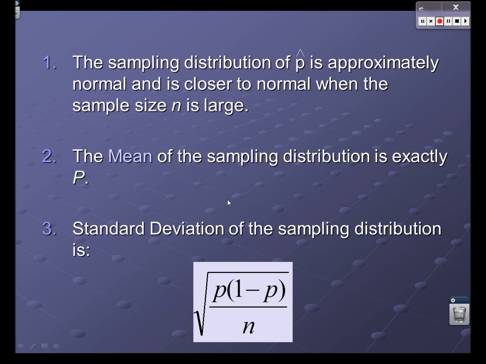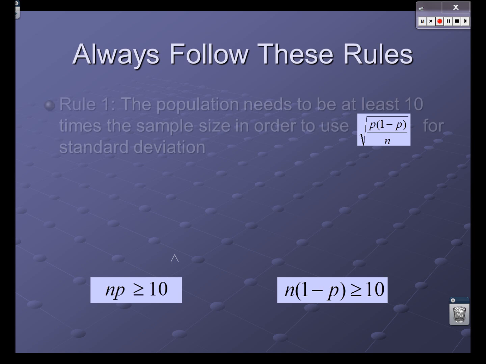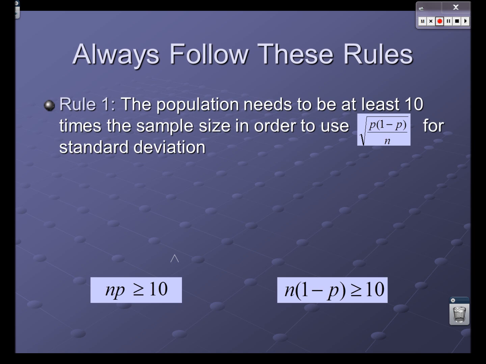And standard deviation is given by the following formula. This is the standard deviation for a sample proportion. There are a few rules that I have to follow to be able to use the practice of collecting a sample to represent the population. Rule 1: your population has to be at least 10 times the sample size in order to be able to use the formula for standard deviation.